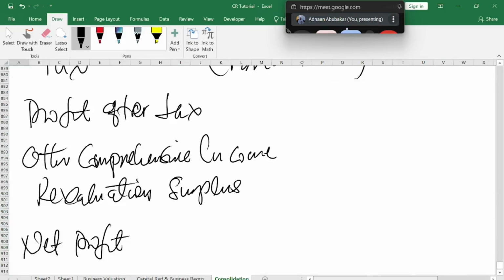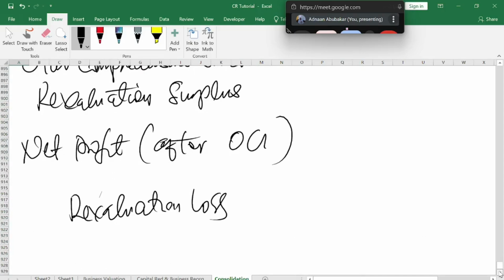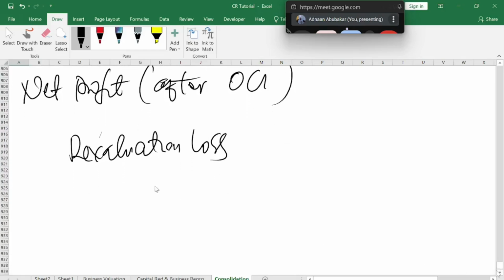Let me say that the profit after tax is the true operating profit of the company. Do you understand? Now, the net profit after other comprehensive income items, let me put it in brackets, after OCI also says something. Take note of that. So here, let me give you an example.